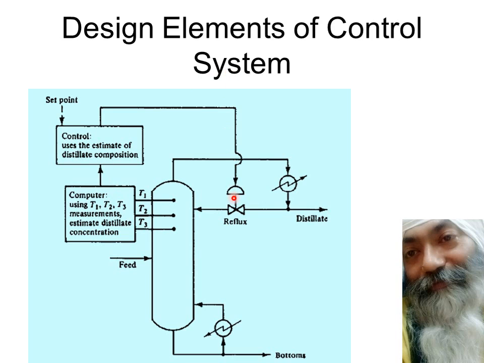It's going to control the reflux as it was in the case of feedback, with the difference that in feedback we were directly measuring the composition. In this case it's not directly measured, it's measured with the help of these secondary variables, the temperatures at different points, and it's going to estimate the concentration or the composition of the distillate, and according to that it's going to control the reflux valve, part of it goes to the distillation column and part of it goes out as distillate. So this is the practical example of an inferential control system.